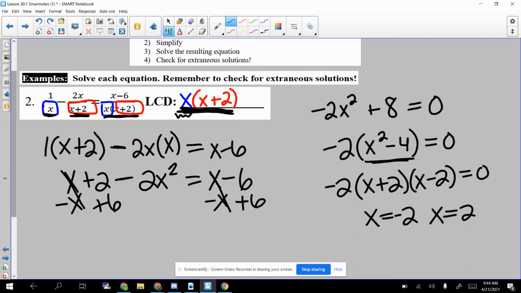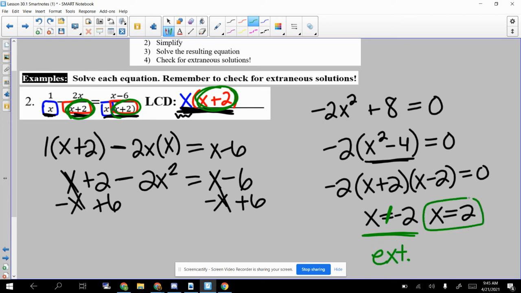Okay, now I do need to check for extraneous solutions here. I can tell right away that if I plug in this negative 2, that's going to be an issue right here. Because negative 2 plus 2 is 0, and that would give me a 0 in the denominator, and that can't happen. So this one is extraneous, but this one should be good to go. And you could check that by plugging into your calculator.